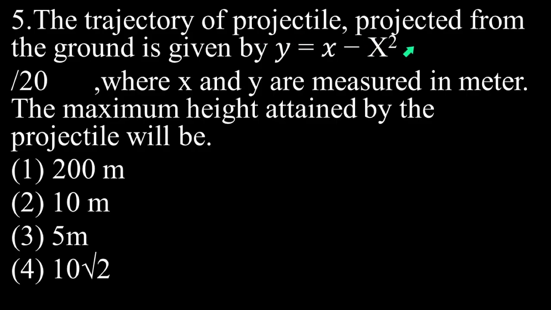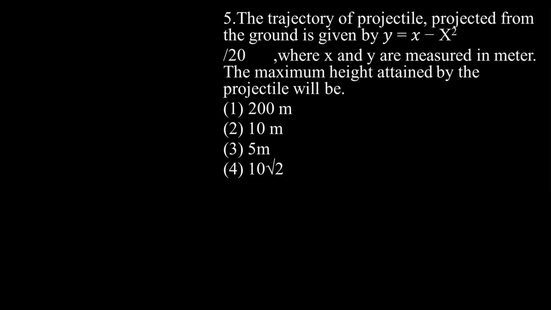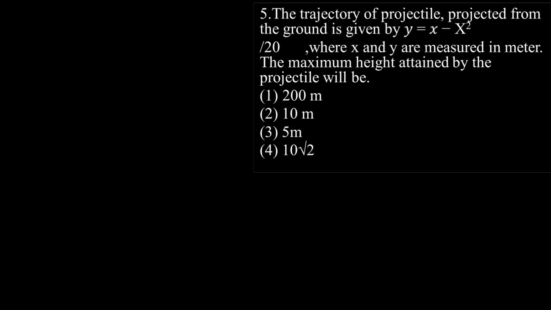The trajectory of a projectile projected from the ground is given by y is equal to x minus x square by 20, where x and y are measured in meters. The maximum height attained by the projectile would be? I think this is a very typical question asked in previous years as well. So let's see how to solve this question. Given to us that y is equal to x minus x square by 20, I'll write it as 1 by 20 into x square.